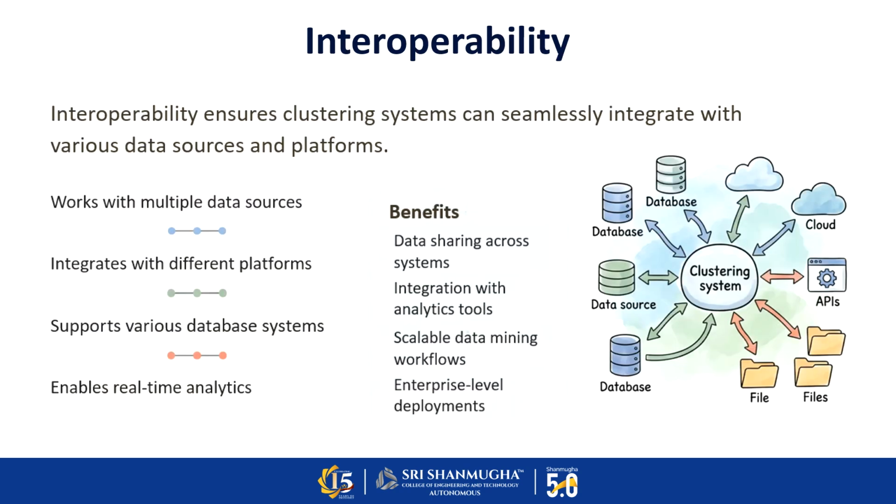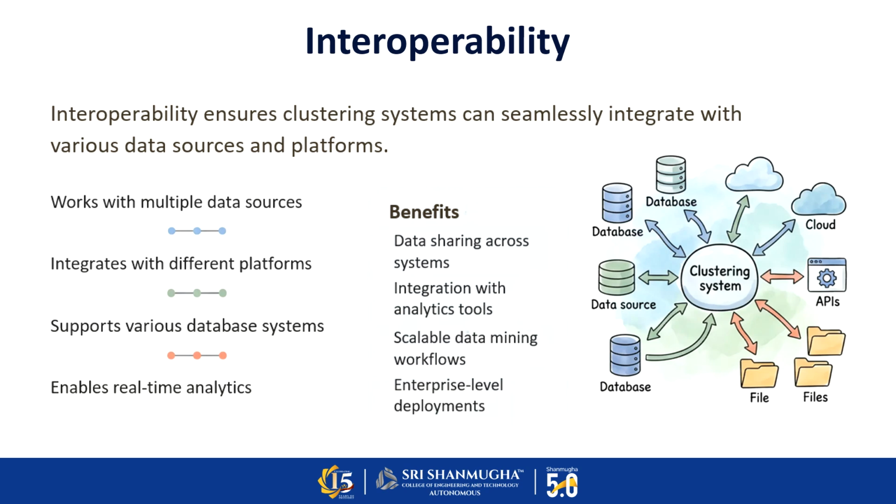Interoperability in clustering. Interoperability means the ability of a clustering system to work seamlessly with various data sources, platforms, and tools. In enterprise and production environments, data does not sit in just one place. It might be spread across databases, cloud storage, APIs, and file systems. So what can an interoperable clustering system do? They can work with multiple data sources. They can read from SQL databases, NoSQL databases, MongoDB, CSV files, Excel sheets and more.